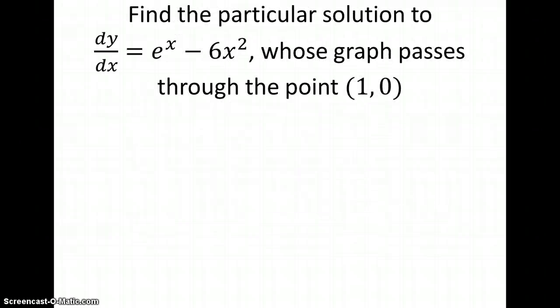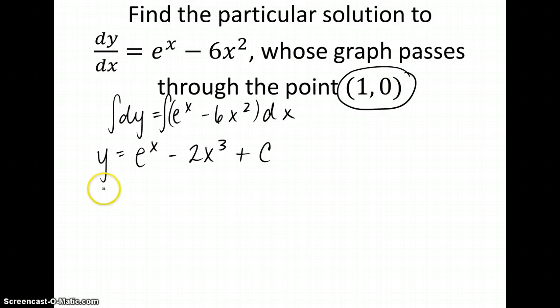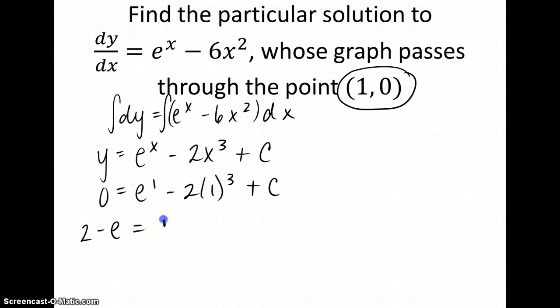Find the particular solution to the differential equation whose graph passes through the point 1, 0. Bring the dx to the right hand side, integrate both sides, integral of e to the x is e to the x. The integral of 6x squared is 2x cubed plus c. Now that we're given some initial condition, we plug those values in for x and y to solve for c. So 2 minus e equals c.